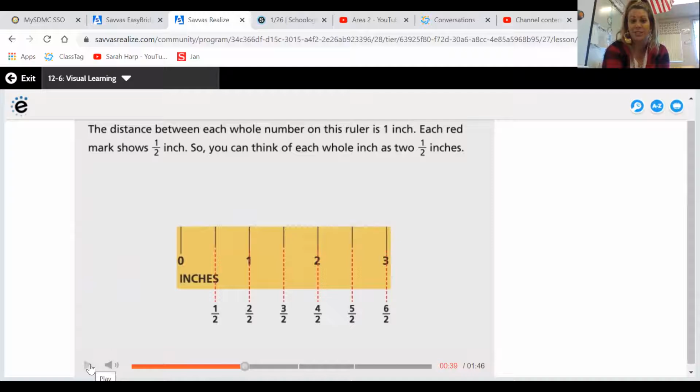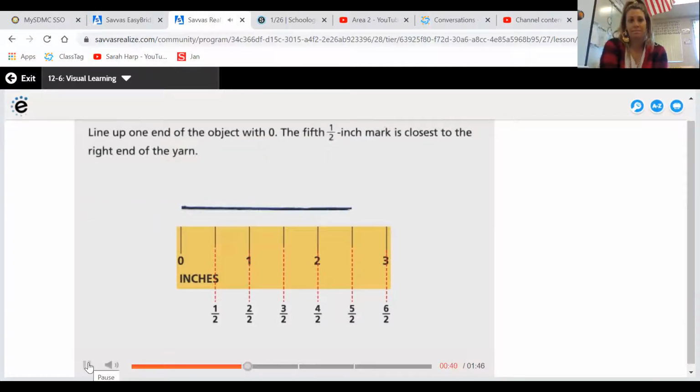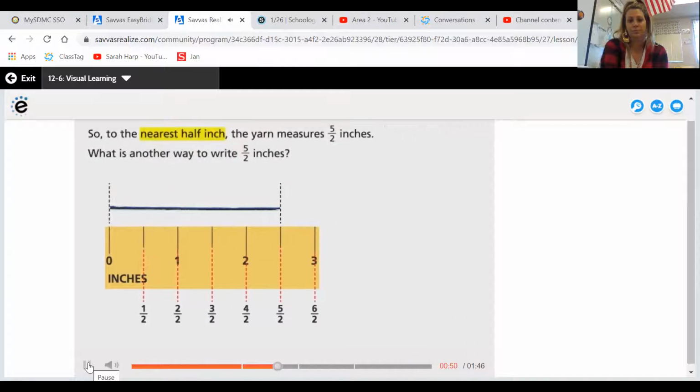That's like our fractions that we just talked about. So 1/2 plus another half equals a whole. Line up one end of the object with 0. The 5th 1/2 inch mark is closest to the right end of the yarn. So, to the nearest ½ inch, the yarn measures 5/2 inches. What is another way to write 5/2 inches?